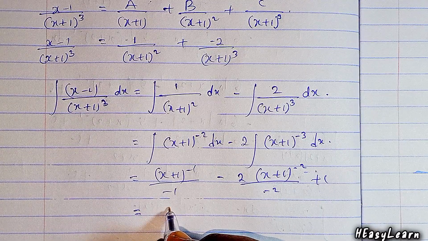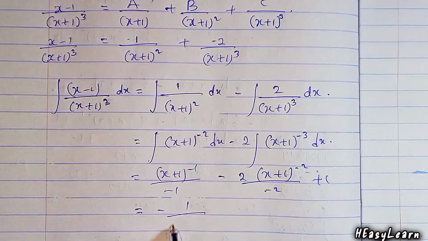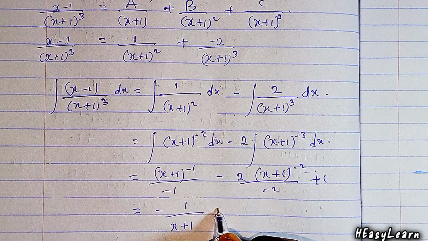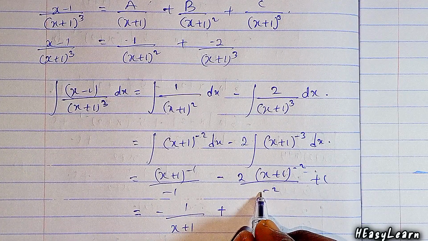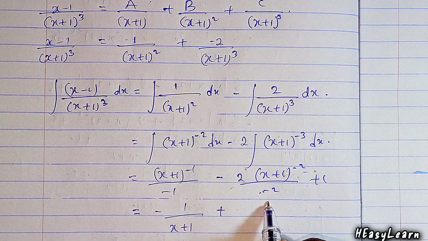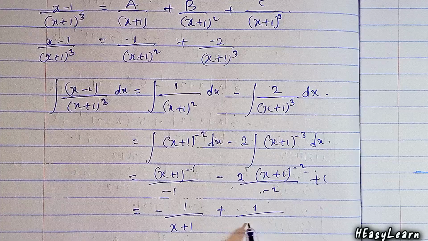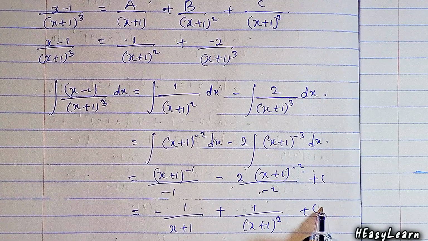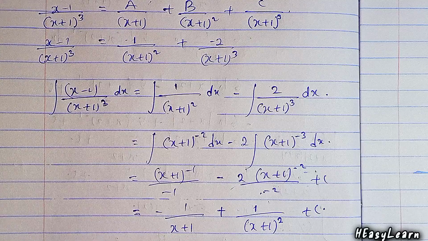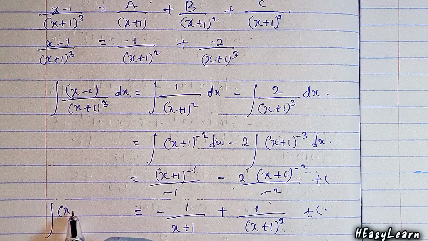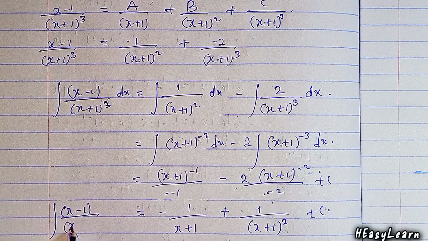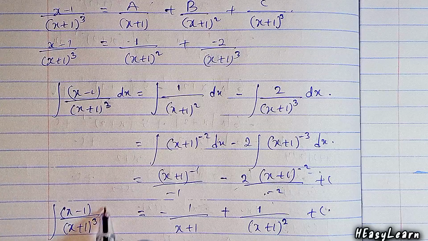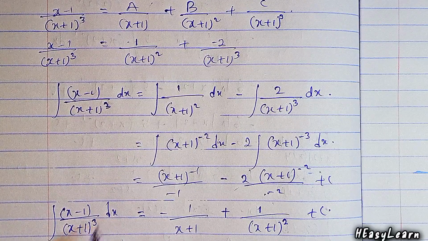Minus 2, reduce the power over the new power, plus constant of integration. This is the same thing as minus 1 over x plus 1, plus. The 2 here will go away with this. We have 1 over x plus 1 squared plus constant of integration. So this is the integral of x minus 1 divided by x plus 1 to the power of 3 dx.